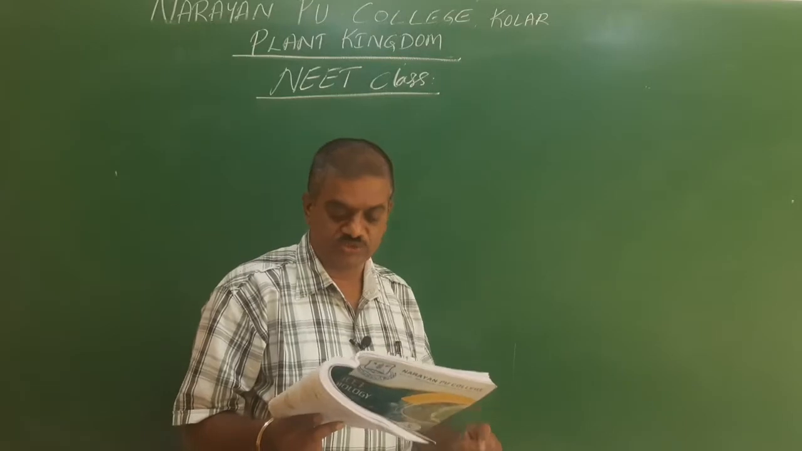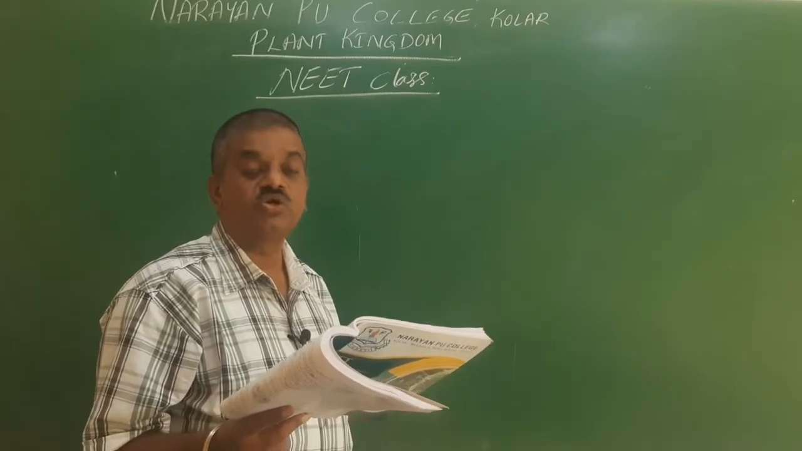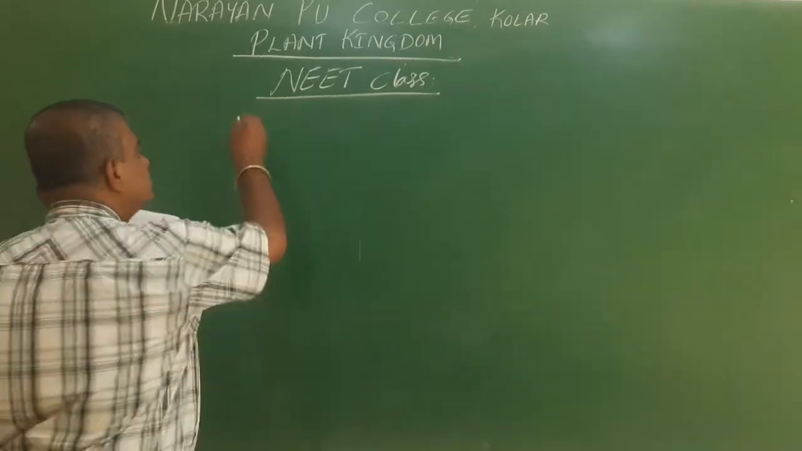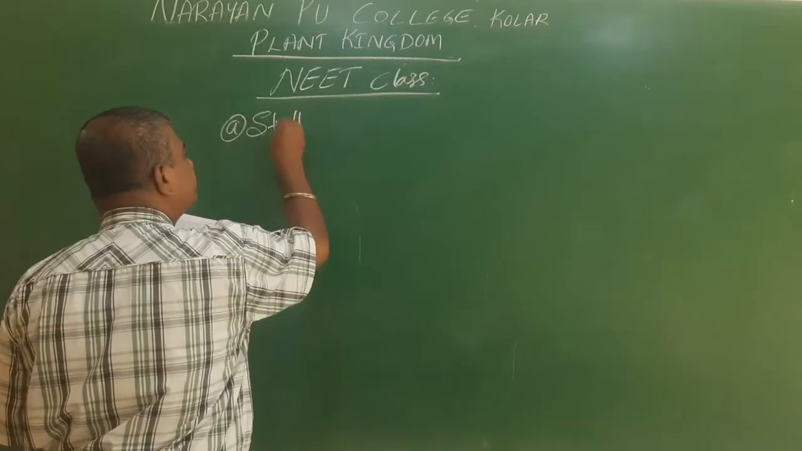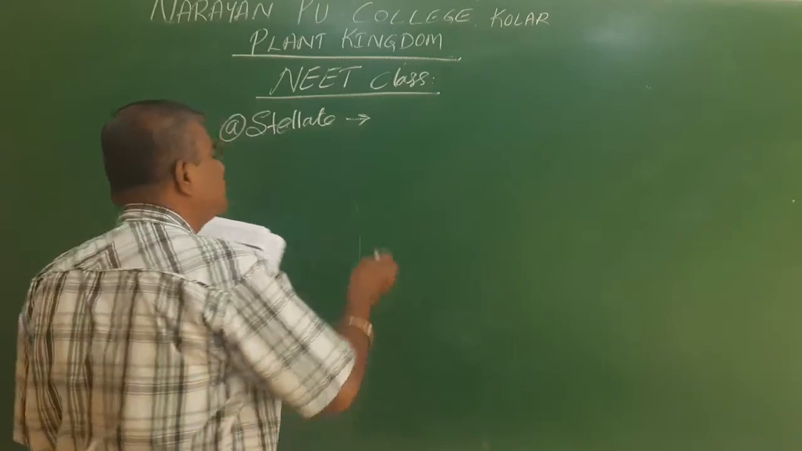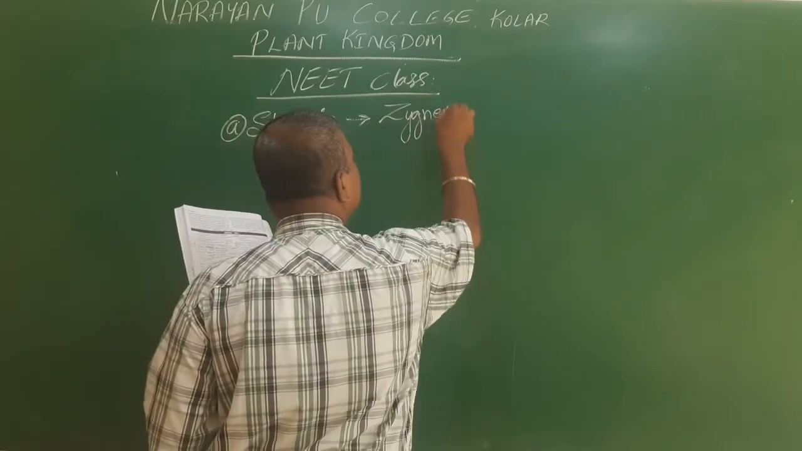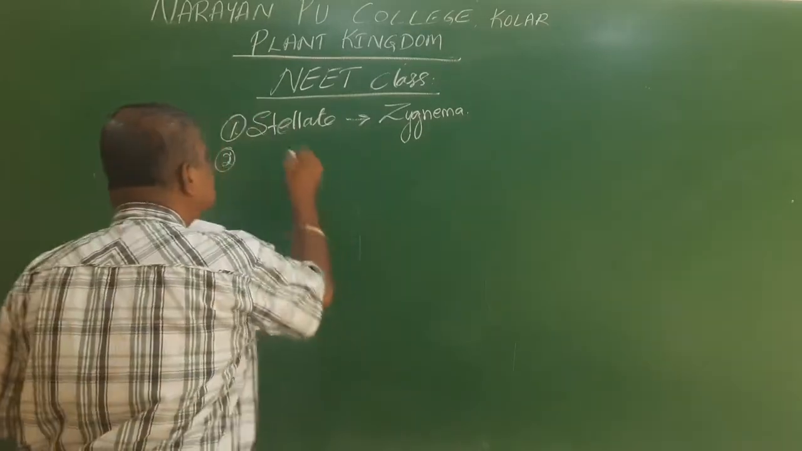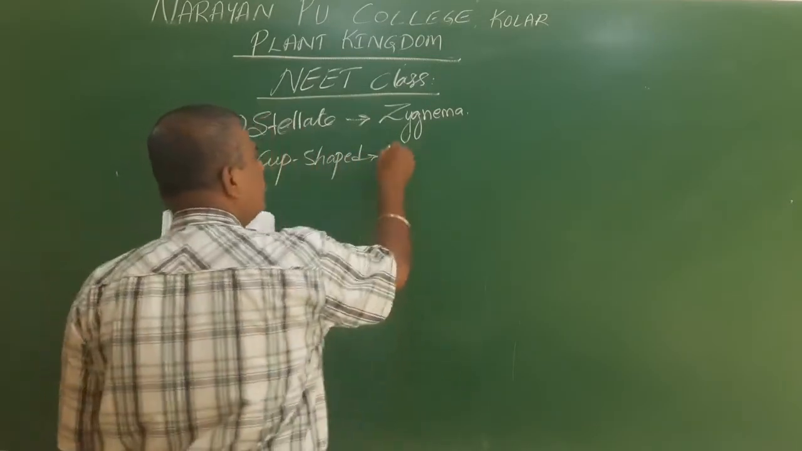So we go for the 15th question. Chloroplasts of Chlamydomonas is. The first option is collar. So in the collar, this collar type of chloroplast can be seen in Zygnema. It is seen in Zygnema. The second one is cup-shaped. So cup-shaped chloroplast can be seen in the Chlamydomonas.